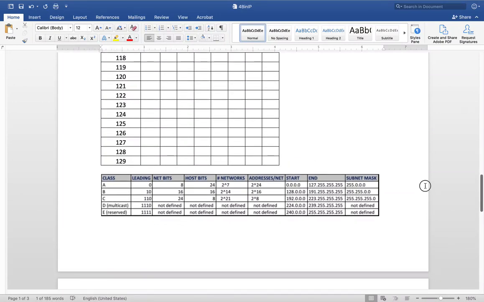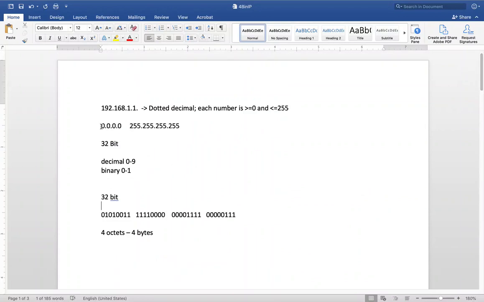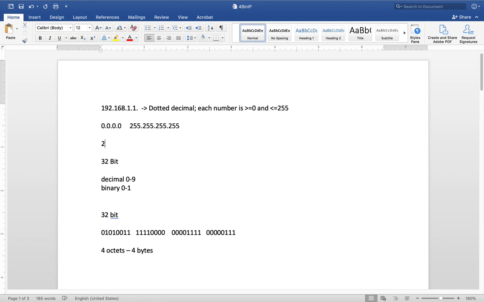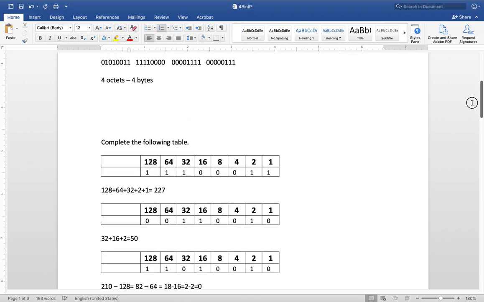So the smallest IP address is 0.0.0.0, and the largest IP address is 255.255.255.255. So we have 2 to the power 32 IP addresses, which is more than 4 billion IP addresses. So the smallest is 0.0.0.0, and the largest is 255.255.255.255.